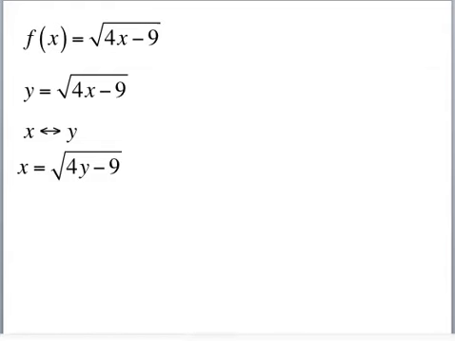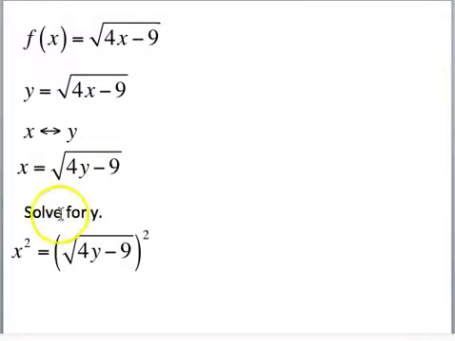Next goal then is to solve for y, and I have to figure out how to eliminate a square root. So we'll square both sides. Squaring the left side, x squared. Squaring the right side, square root of 4y minus 9 squared will leave me with 4y minus 9.